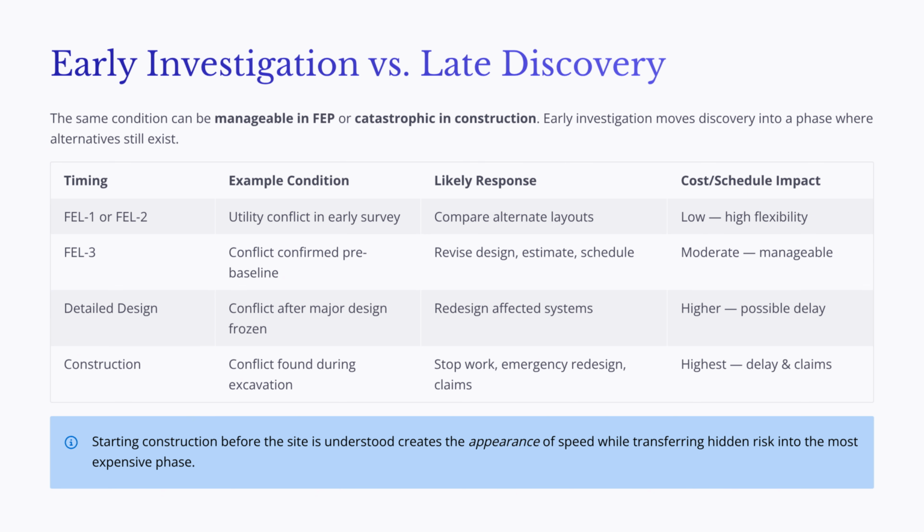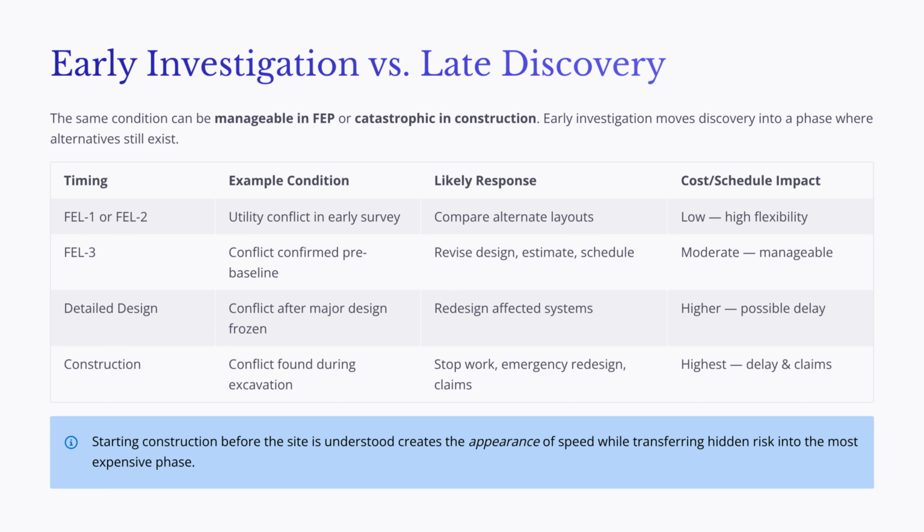At that point, the cost is higher and delay becomes more likely. But if the same conflict is discovered during construction, the consequences can be severe. Work may stop, the team may need emergency redesign, change orders may follow, and claims, delay, and productivity loss may become major issues. This timing effect is one of the most important principles in front-end planning. Early investigation does not make every problem disappear. Instead, it moves discovery into a phase where the team still has options.